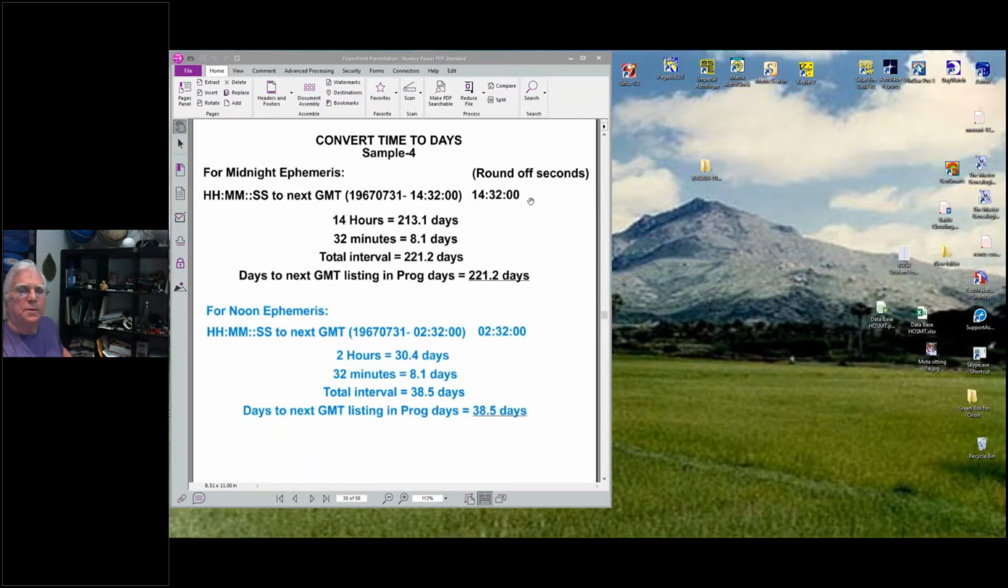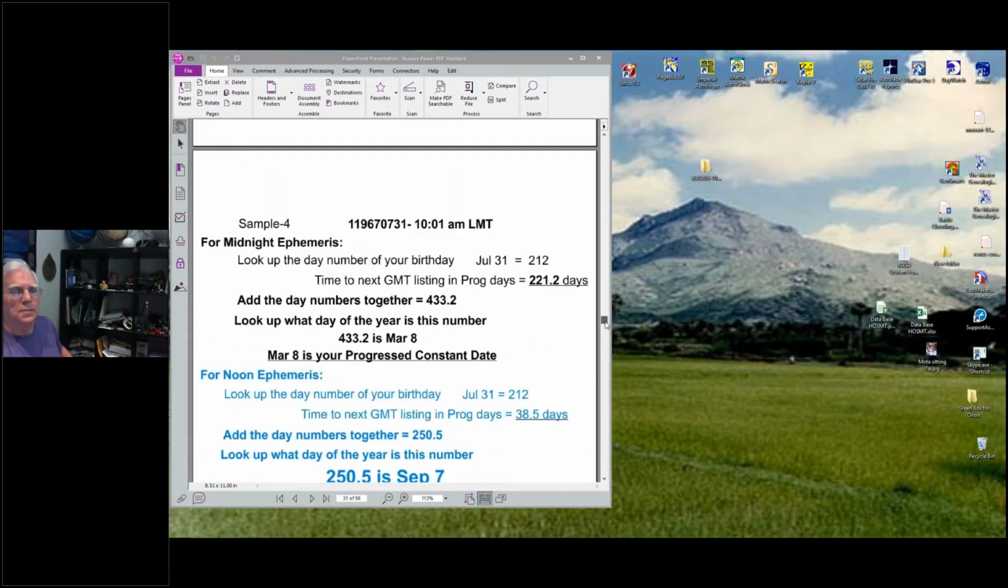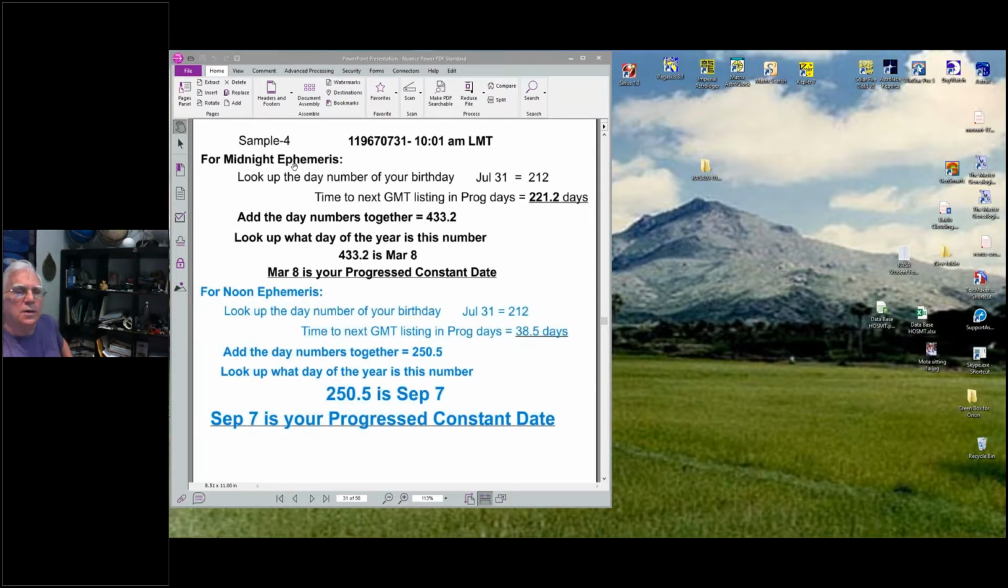So when we take that 14:32, we convert the hours and minutes to days, we have 221.2 days to the next progress listing. If it was a noon, it would be 38.5 days. So let's just stay with the midnight examples. So the day number, your birthday, July 31st, 212. Time to the next progression, 221.2. You add these together, you get 433.2. Look up that day, it's March 8th. March 8th is the progressed constant date for a midnight ephemeris.